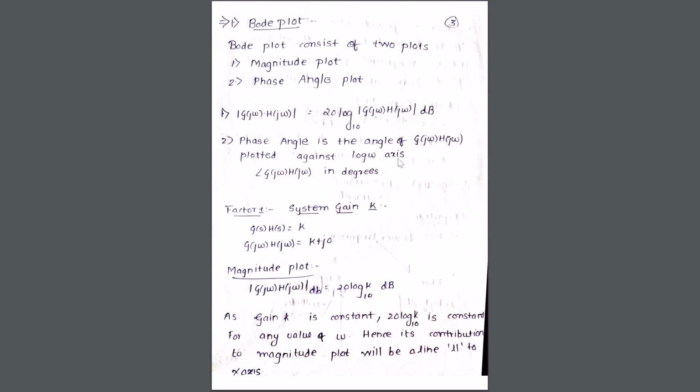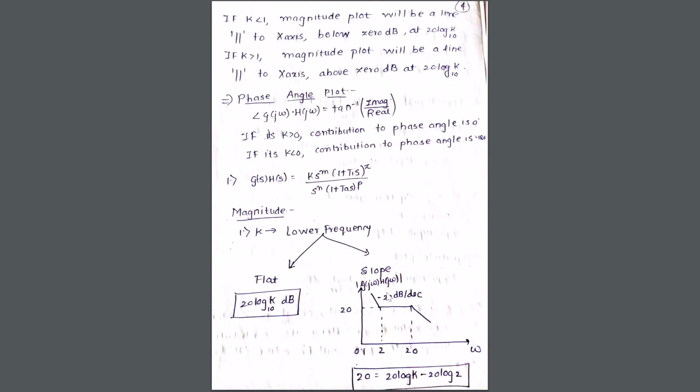So for the system gain K, my magnitude plot is given as 20 log of K to the base 10 dB. If the value of K is greater than 1, 20 log of K to the base 10 will be above the 0 dB line. And if the value of K is smaller than 1, the 20 log of K to the base 10 will be below the 0 dB line. Similarly, in case of phase, it's going to be angle 0 for K value greater than 0 and it's going to be angle minus 180 degrees for K value smaller than 0.